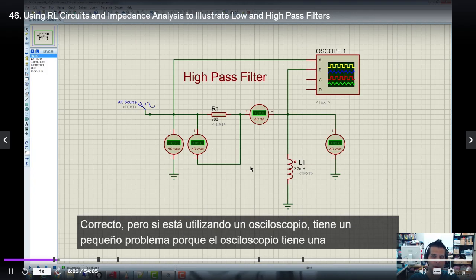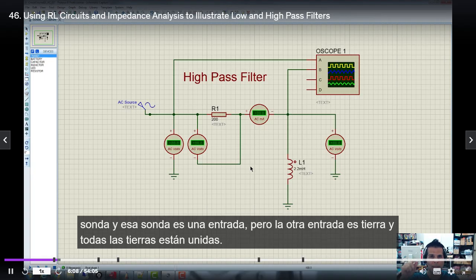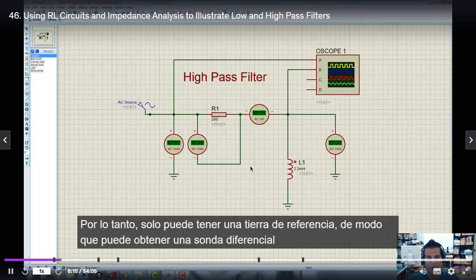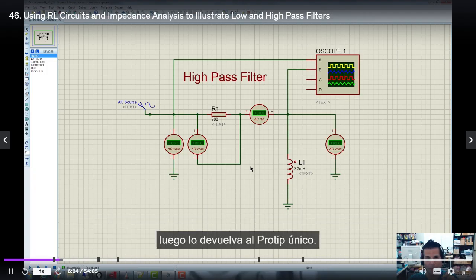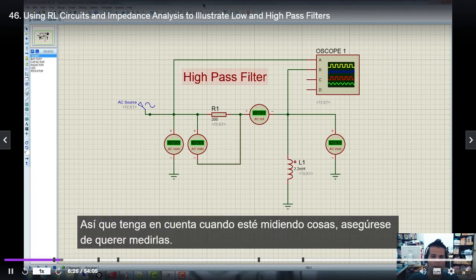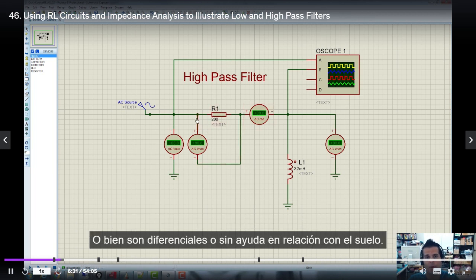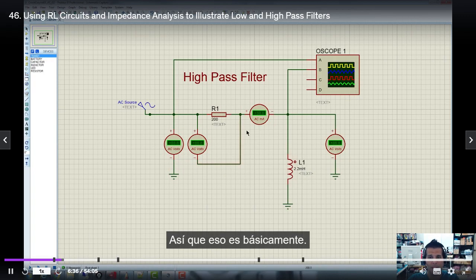But if you're using an oscilloscope, you've got a little bit of a problem because the oscilloscope has a probe, and that probe is one input, but the other input is ground, and all the grounds are tied together. So you can only have one reference ground, all right? So you can get a differential probe, if you like, that are very expensive. That takes that one signal, splits it into 2, gets 1 voltage, and then brings it back to the single probe tip. So you can do that. So just be aware when you're measuring things, make sure you want to measure them either differentially or single-endedly relative to ground. All right, so that's it basically.